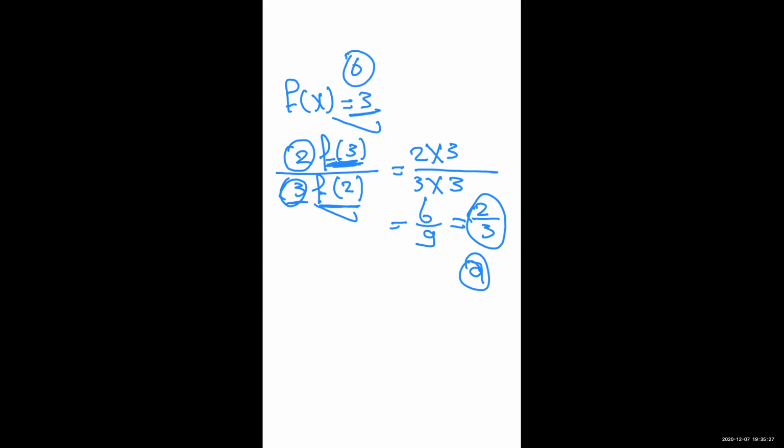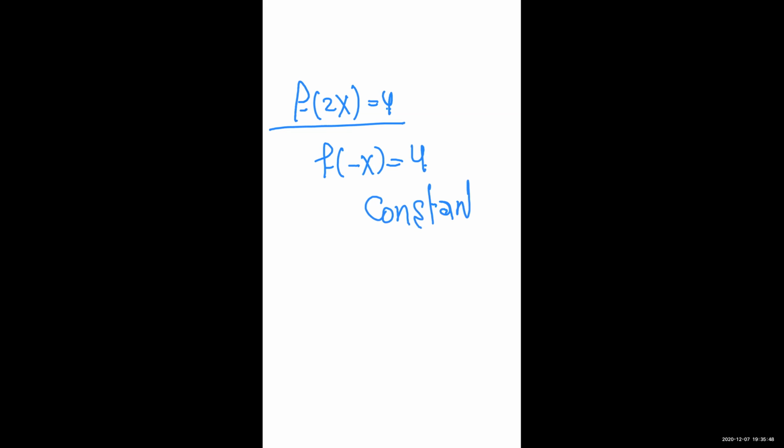Then question 7. F of 2x equals 4. Then f of negative x equals. I don't care about all this. Also 4. It's a constant, right? So it will be also 4. So the right choice is letter C. Are we clear about that? Yeah, it's clear. Okay, great. Then question 8.